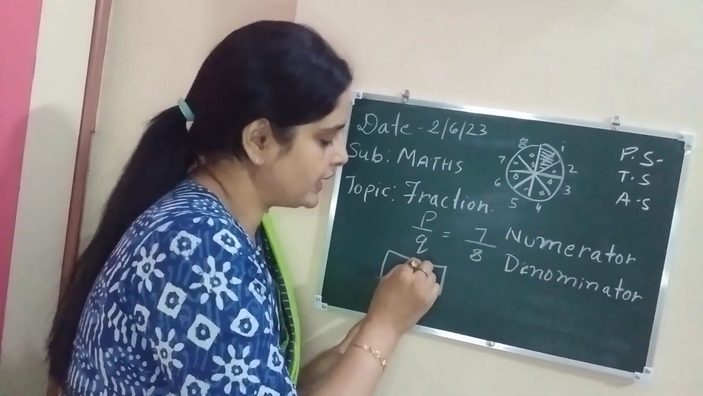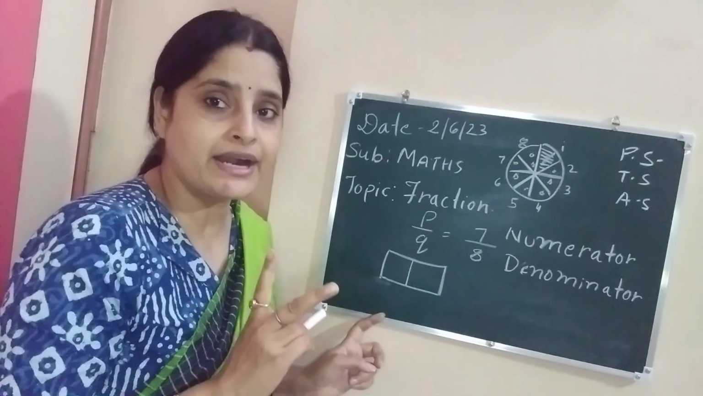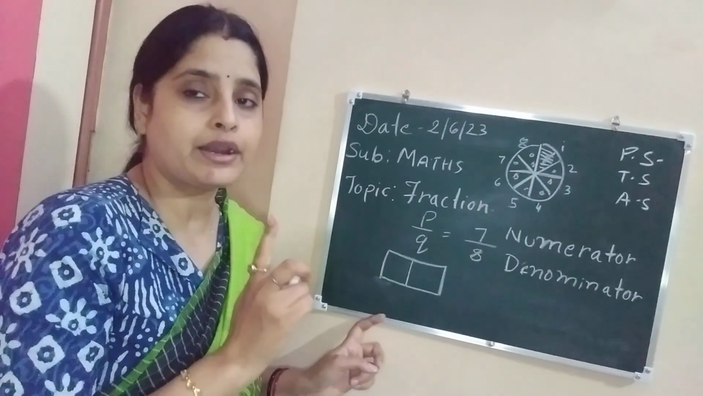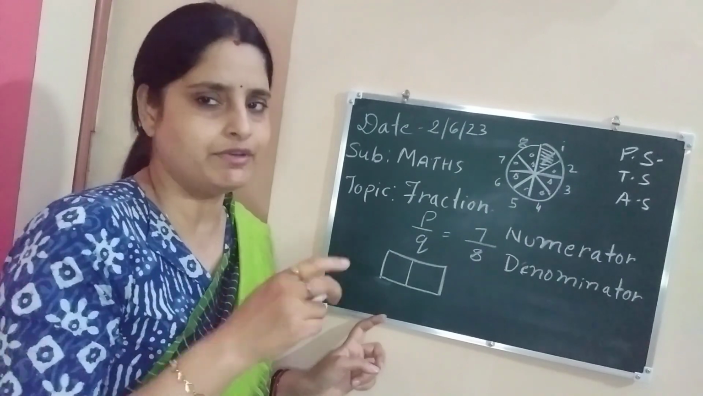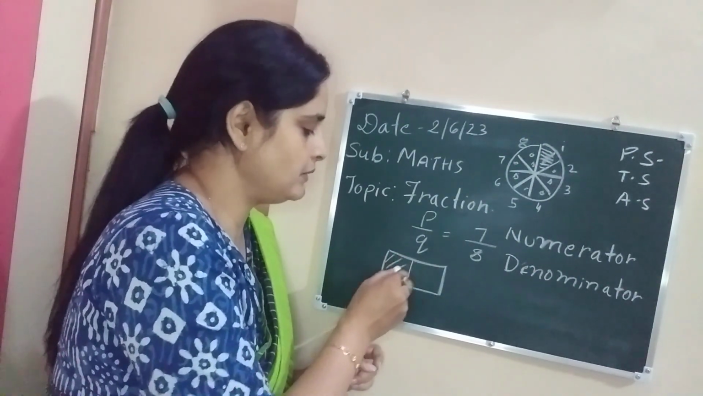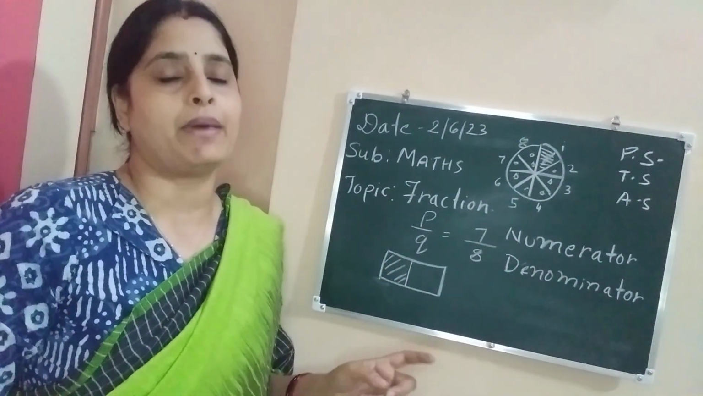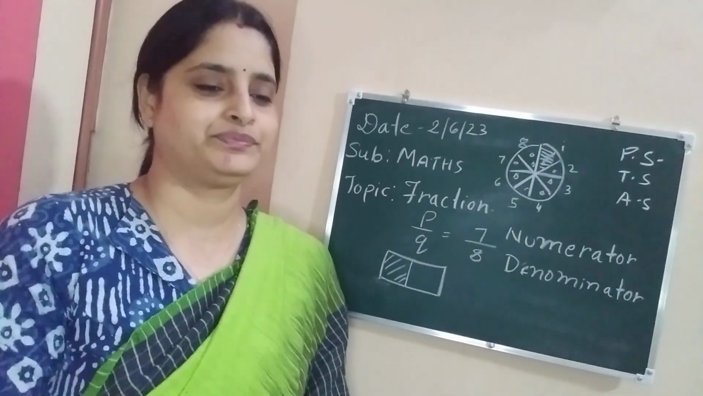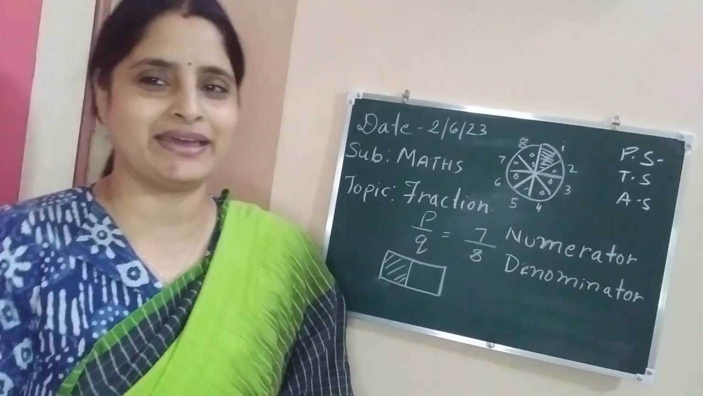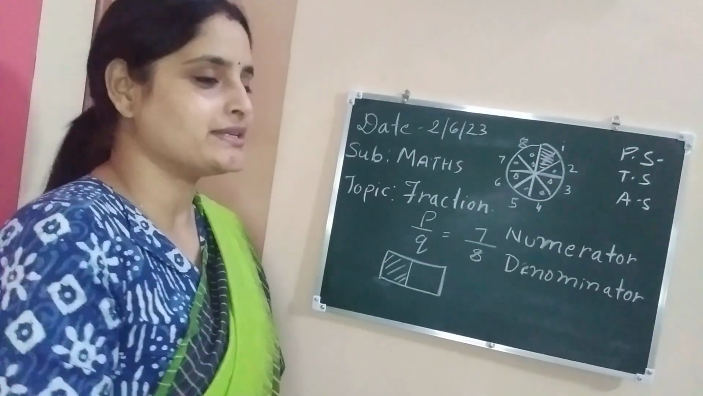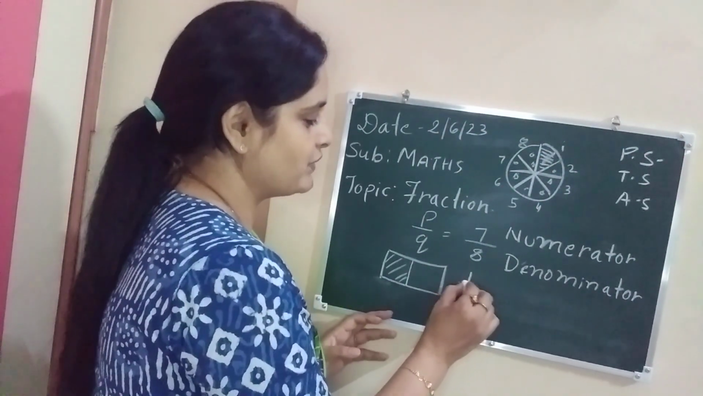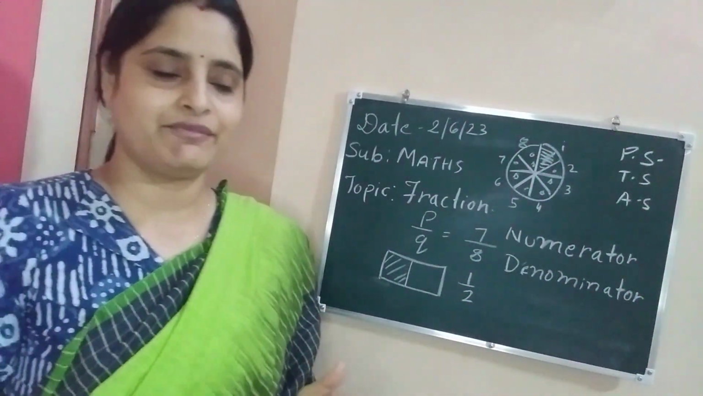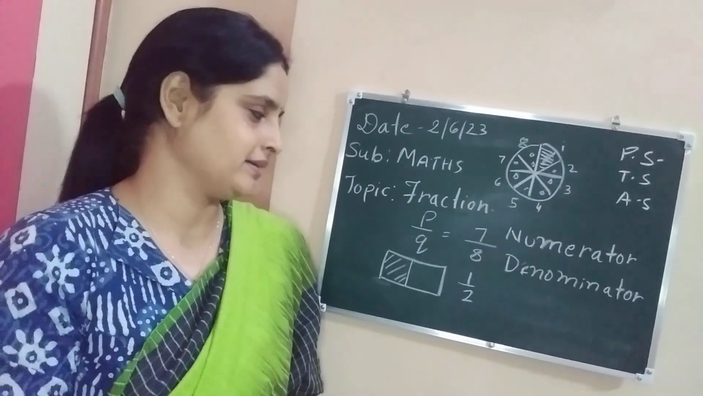Now I divided this rectangle into how many parts? In 2 parts. Now you need to color one part red. Anyone can color it, and tell me how many parts are colorless now. Just do it. Wow, students are doing very nice, very good. Okay, someone is saying that 1 by 2 part is remaining, right?